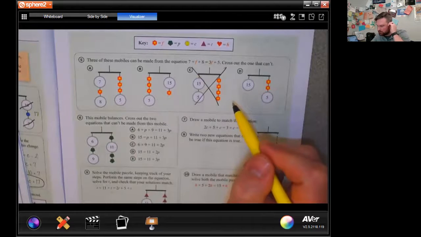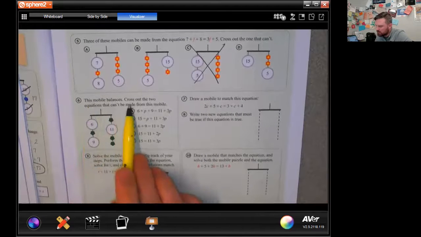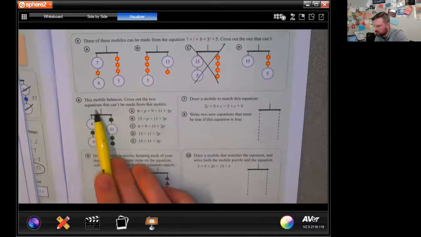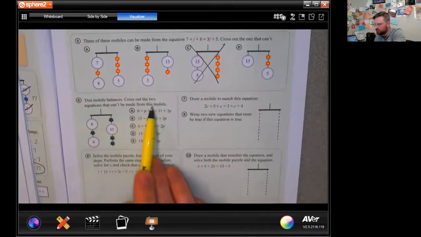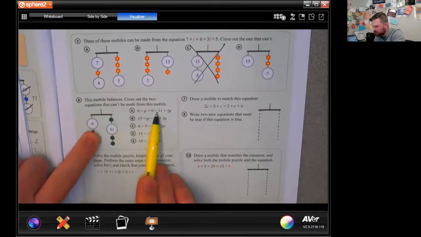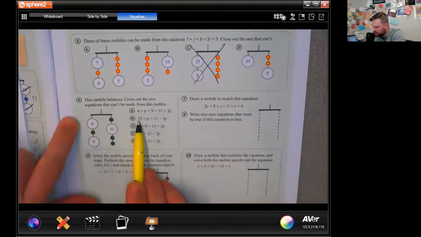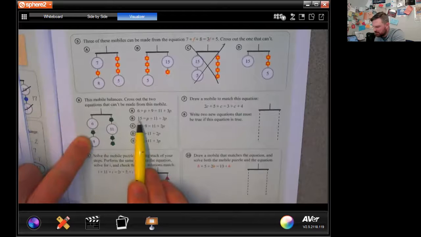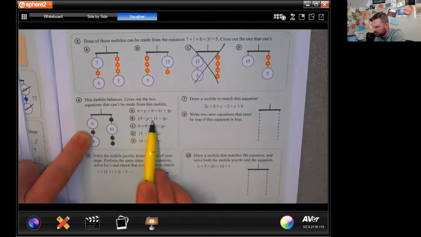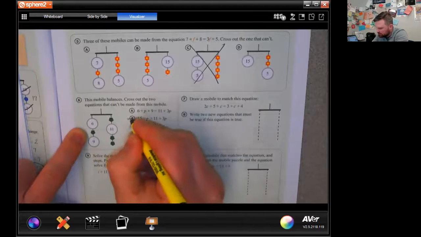Number 6, this mobile balances. Cross out the 2 equations that can't be made from this mobile. Okay, so you've got 6, a p, 9 equals 11 and 3p. So this one's good. 15, so 6 plus 9, 15 equals p plus 11 plus, so they just added this to the other side and you cannot do that.